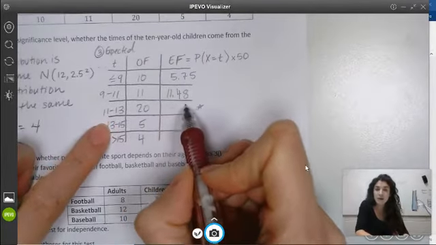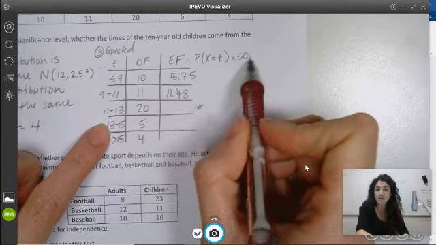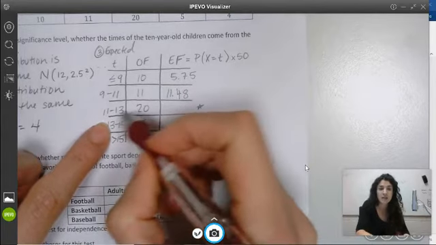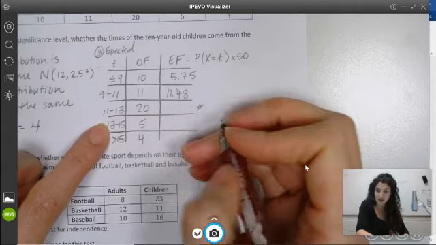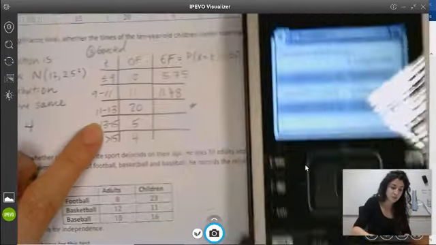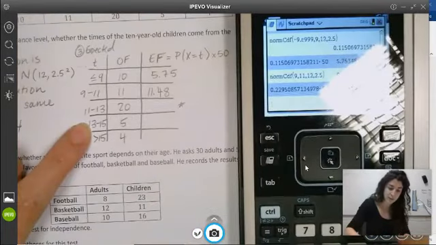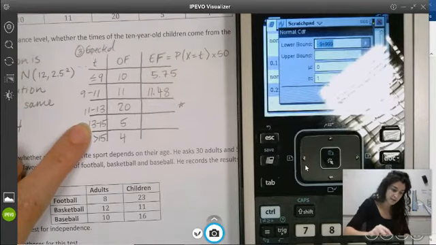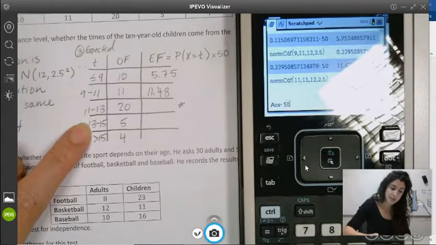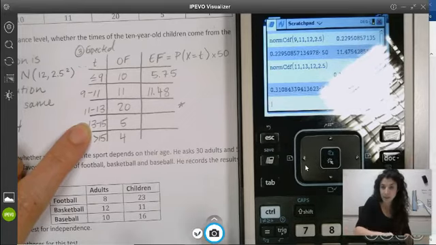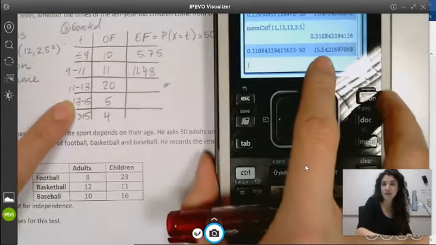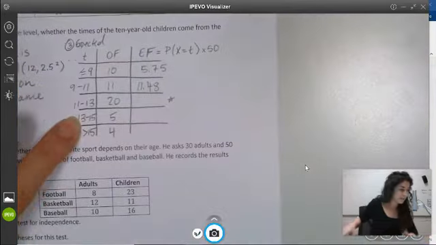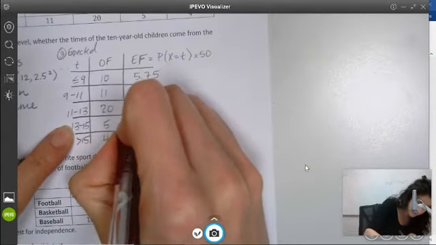So we're trying to figure out what would be the expected value if we're looking at a sample of 50 children between 11 and 13 minutes. So first, you need to find the probability of being between 11 and 13 with an average of 12 and a standard deviation of 2.5. We then take that probability and multiply it by the sample size. So multiply it by 50 and we get 15.54.